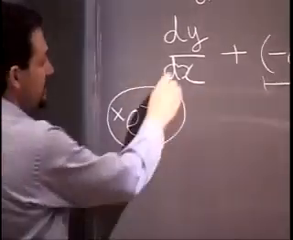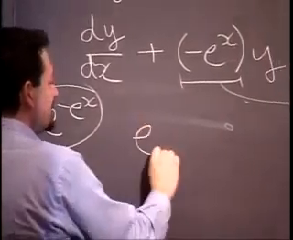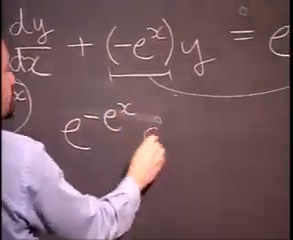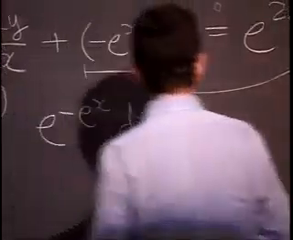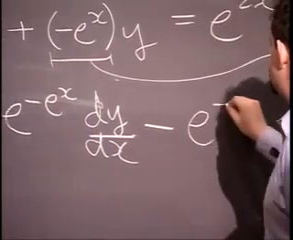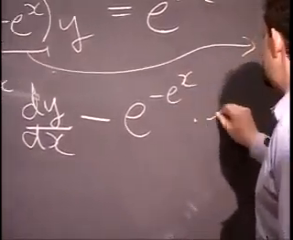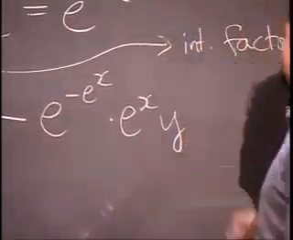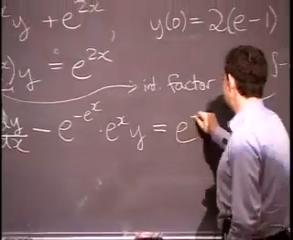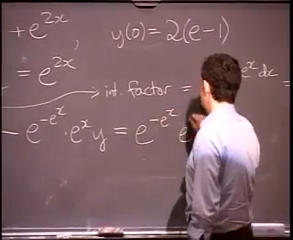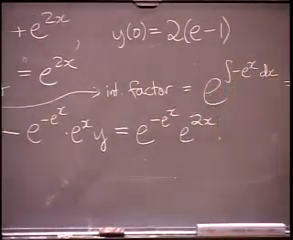If I do this, the left-hand side becomes e to the minus e to the x dy dx minus e to the minus e to the x times e to the x times y. And don't forget to multiply the right-hand side by the integrating factor as well. E to the minus e to the x times e to the 2x. It looks much worse than the thing we started with, even though we just multiplied through by the same function, e to the minus e to the x, all the way through.